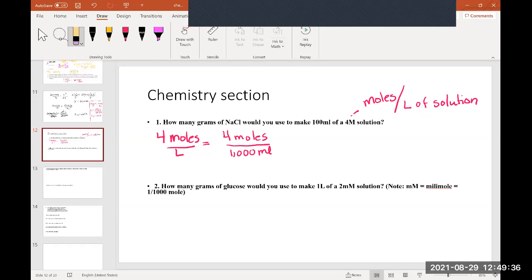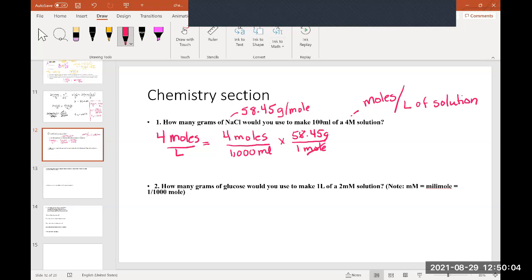Now I need to know that the molecular weight of sodium chloride is 58.45. That is not something you need to remember. I will give that to you on your exam. So for every 1 mole, I have 58.45 grams.